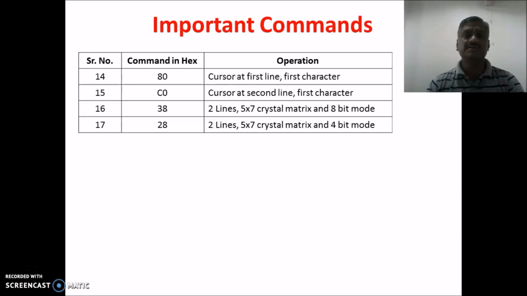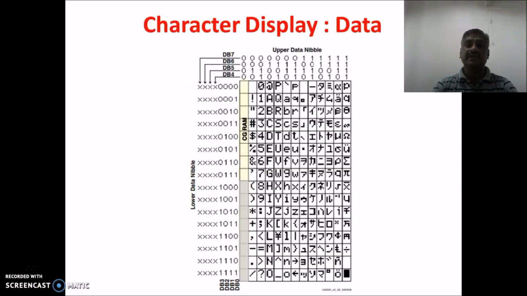Then there are also a few more commands. Next is the character to display, that is, what data we have to transfer. Suppose I am planning to display the character G. The upper nibble is 0100, that is, hex 4, and its lower nibble is 0111, that is, hex 7. So 47 hex needs to be transmitted on the data pins to display the G character. Then H and so on I will discuss further when I go to the programming portion.